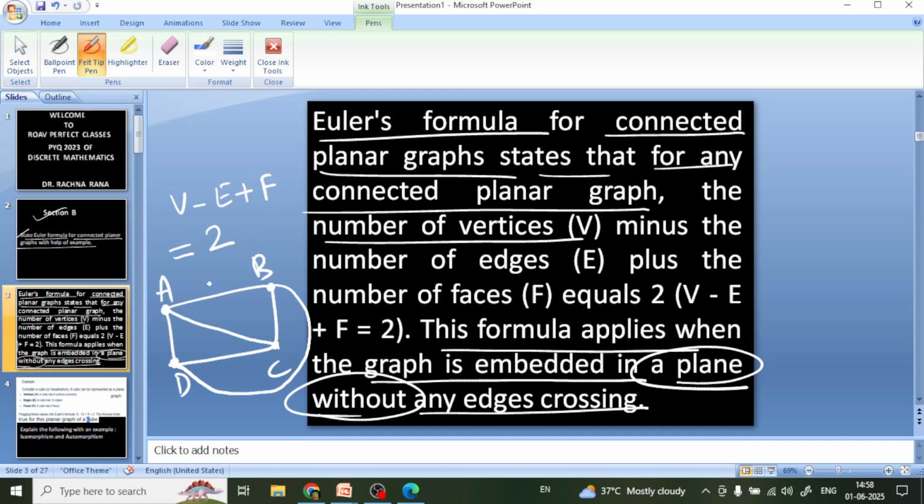You can see how many vertices? 1, 2, 3, 4. How many edges? 1, 2, 3, 4, 5, 6. How many faces? 1, 2, 3 and 4. So 4 plus 4 is 8, 8 minus 6 is 2. You can see this is a planar graph.